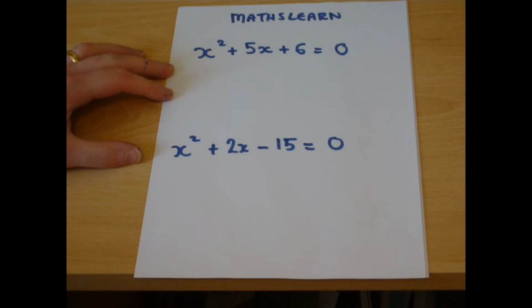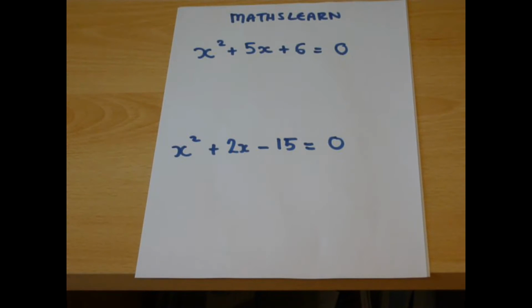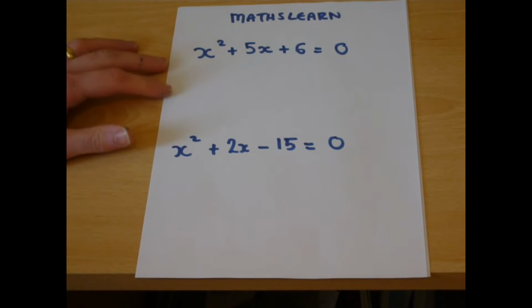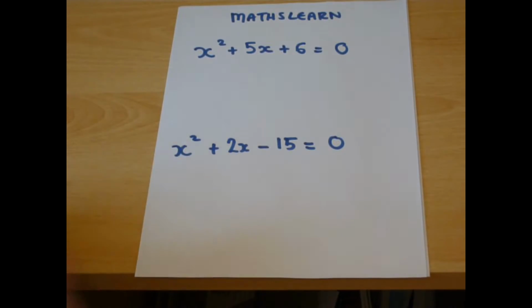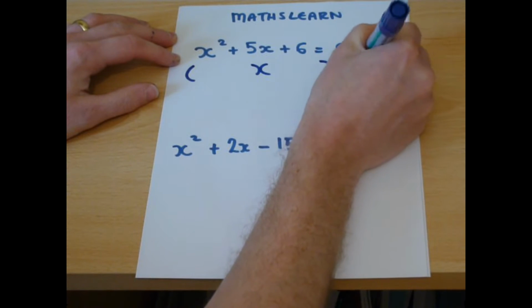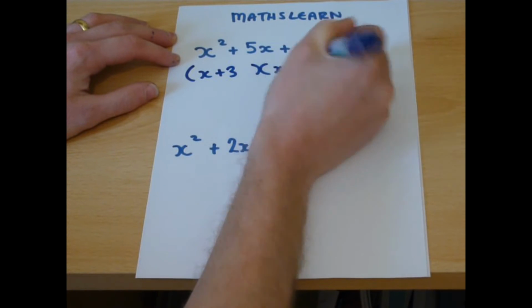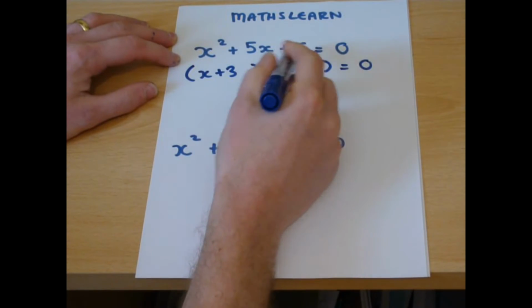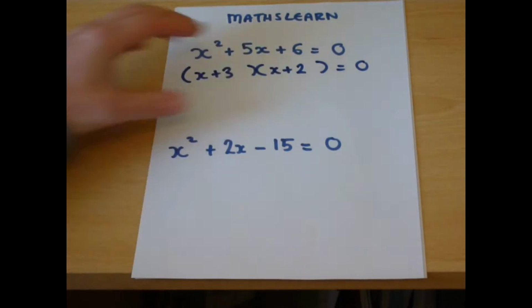Now sometimes these expressions can be factorized, and I suggest you might want to look at the video on factorizing, which I've also done. But basically we need two numbers which times to make plus 6 and add to make 5. And it is fairly easy to see that those numbers are 3 and 2. 3 times 2 is 6, 3 plus 2 is 5. And it's been converted into a pair of double brackets.